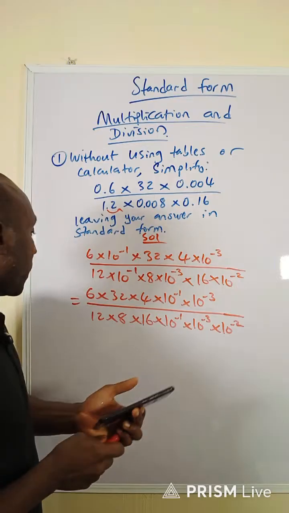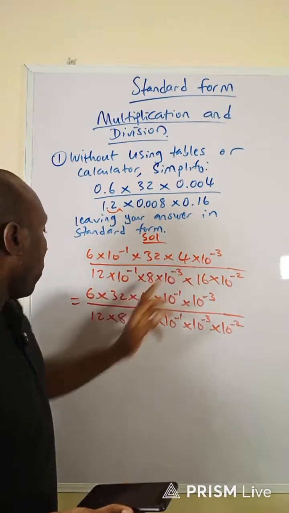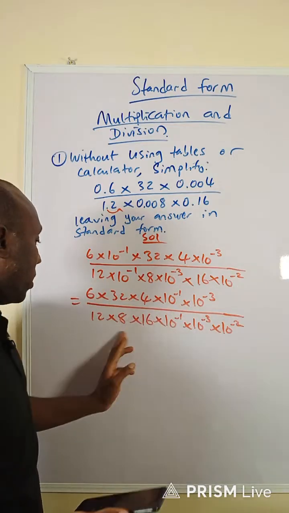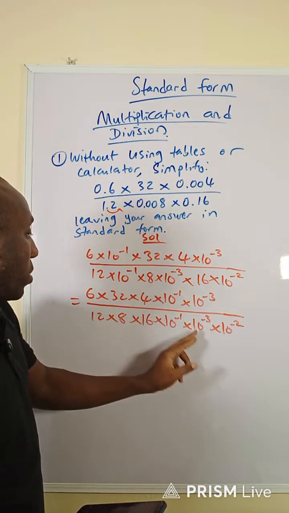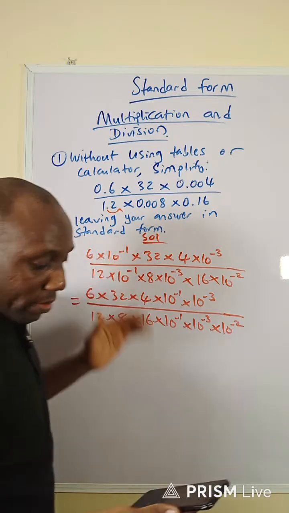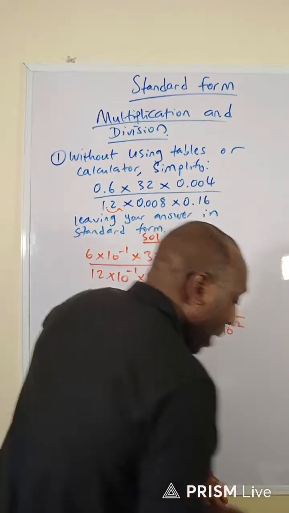Let me confirm. 6, 32, 4; 12, 8, 16; and the powers of 10: minus 1, minus 3. All right, this is okay like this. We've done a great job. So it's now time to simplify.